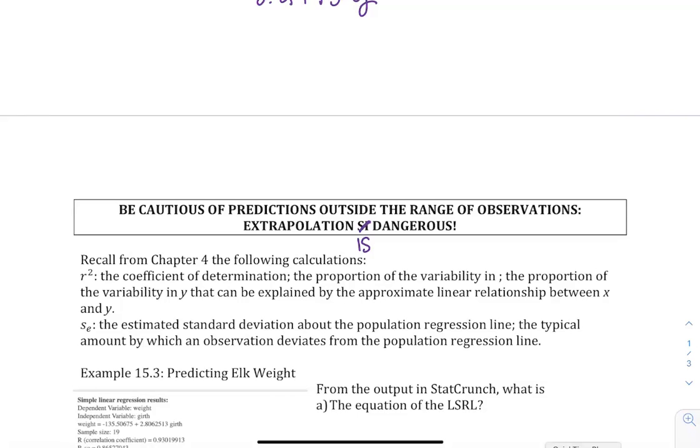Interpolation is where you're making observations and predictions within the range of values that you have. And you can feel a lot more confident that those values are going to be more accurate.